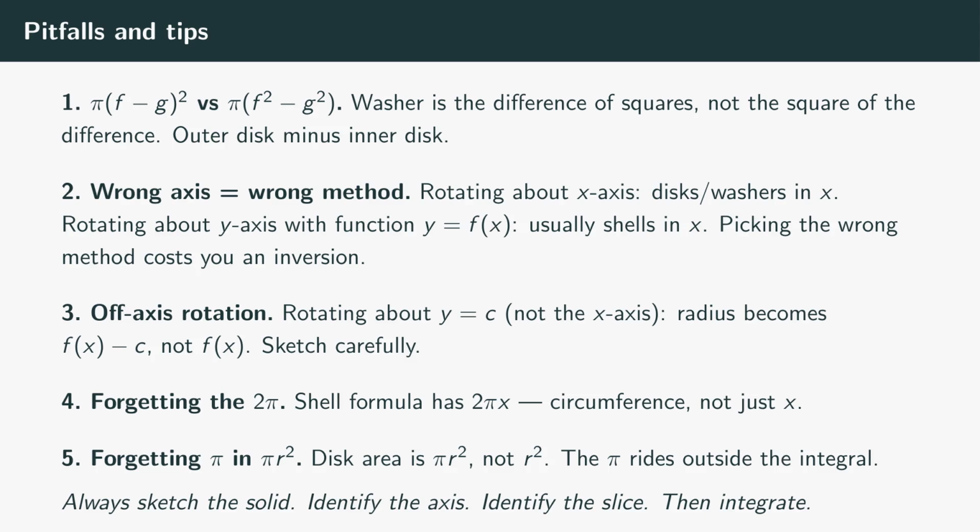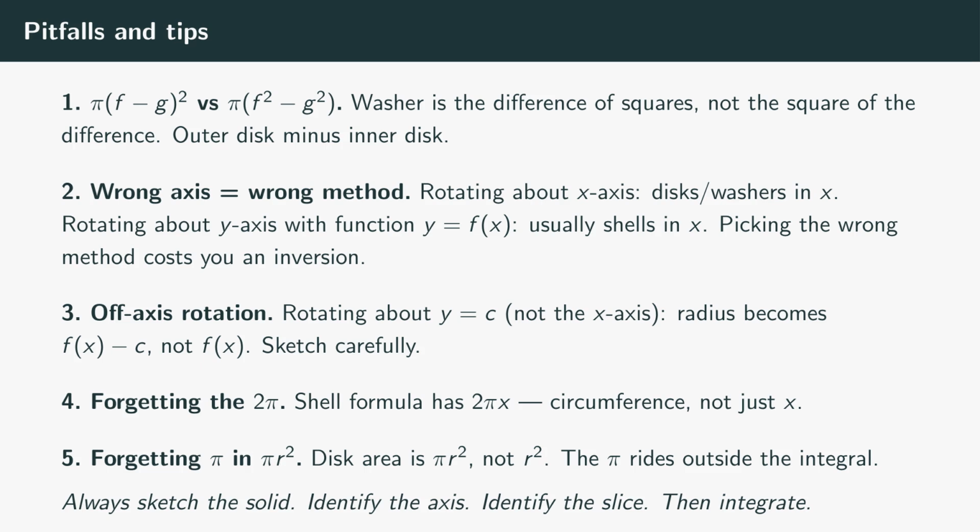5 pitfalls, since this topic invites errors at every step. 1. Washer integrand is pi times the quantity f squared minus g squared, not pi times the quantity f minus g squared. Difference of squares, not square of difference. Sketch the annular cross-section if you're unsure. Outer disk area pi f squared, inner disk area pi g squared, washer area is the difference.